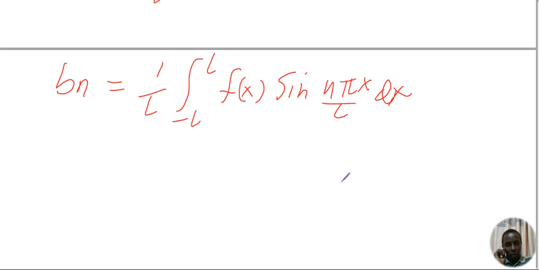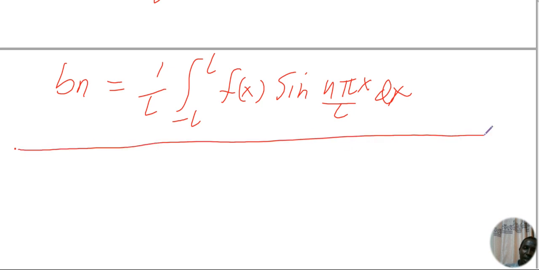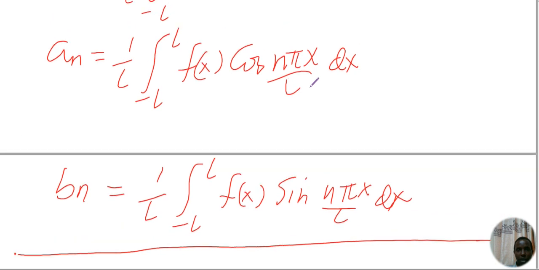But the idea here is to simplify before we start working things out. Before we work out these coefficients, we can do some simplifications. So the catch here is the product of the sine function multiplied by the function f of x, and the cosine function multiplied by the function f of x when computing an.